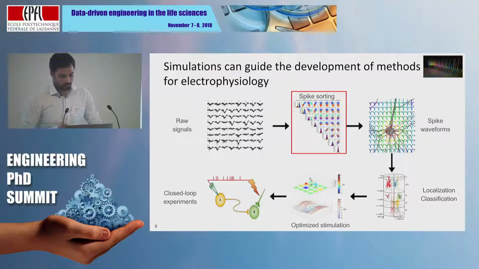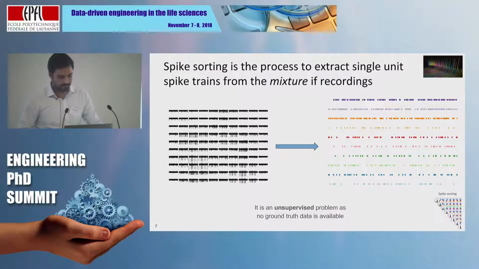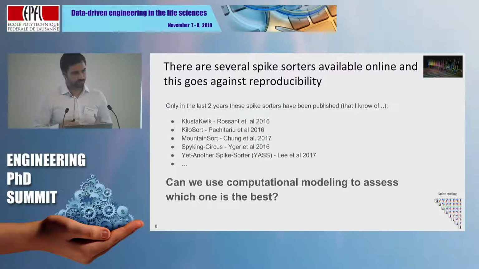So what can we do for spike sorting? Again, spike sorting is the process of extracting the activity of single neurons from this mixture of extracellular recordings. And it's unsupervised in its nature, because when we use these penetrating electrodes, we cannot really see what we're measuring. So we need a way to extract this information. And it's not a trivial problem. In fact, so many researchers have attempted to solve this problem.